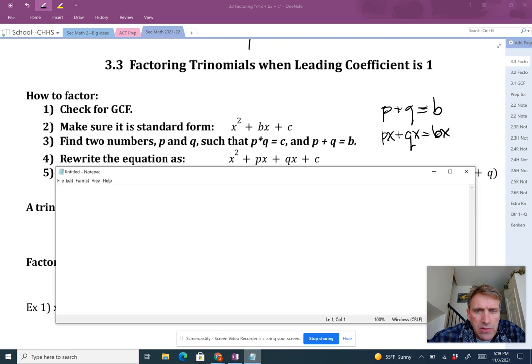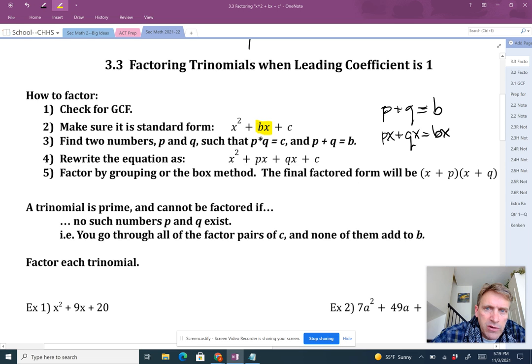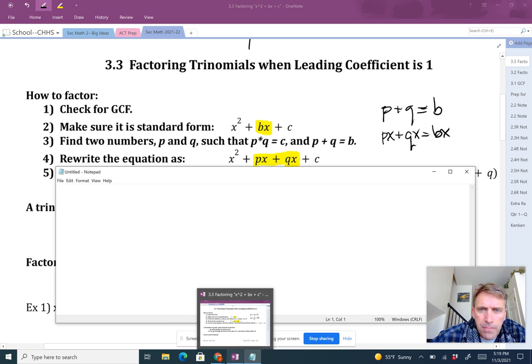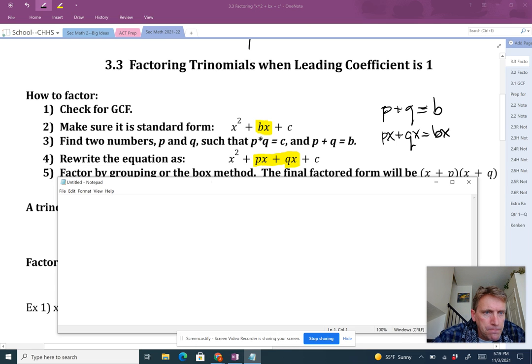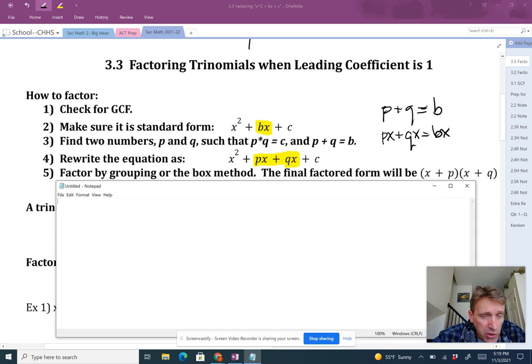So you're going to rewrite your middle term. Let's use a little highlighter. Your middle term bx is going to be equal to px plus qx. And then finally, you're going to either factor by grouping, because we now have four terms, just like we practiced when we were doing factoring by grouping, or you're going to use the box method. You have four terms that you can put in a 2x2 box. We'll do at least one or two of both of those in the examples that follow. The final factored form will be x plus p times x plus q.